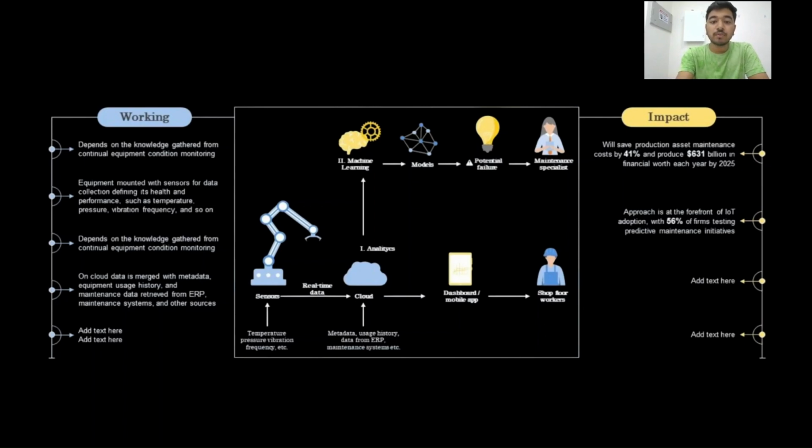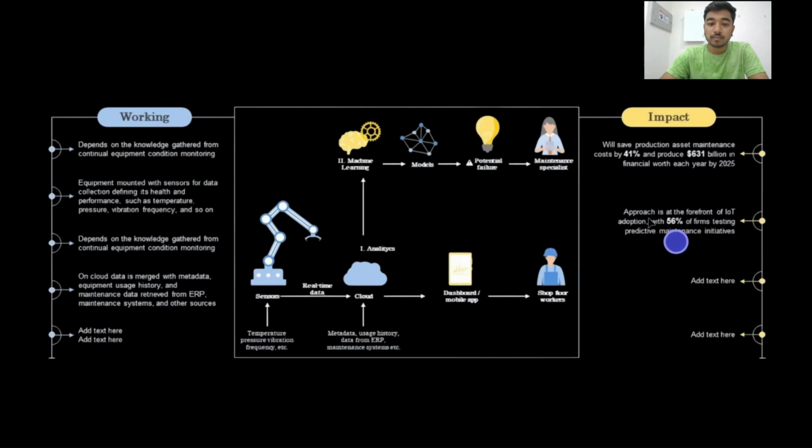Now moving to data flow and ML analysis. Sensor data is streamed in real time and sent to the cloud. In the cloud, the system aggregates all the metadata and historical data. Analytics engines process this data and use machine learning models to detect anomalies and predict potential failures. The system then alerts maintenance specialists through dashboards or mobile apps. Finally, this information is also passed on to shop floors, so action can be taken before a failure occurs.